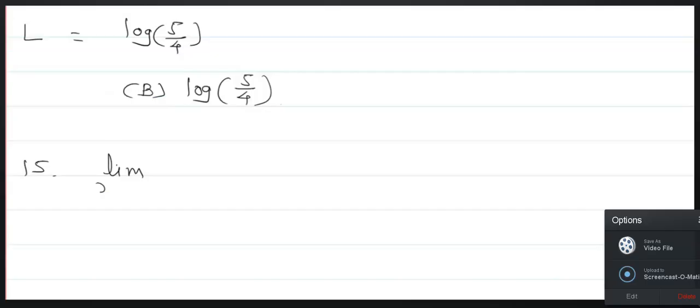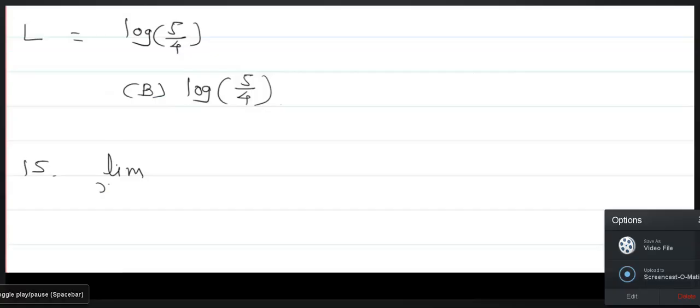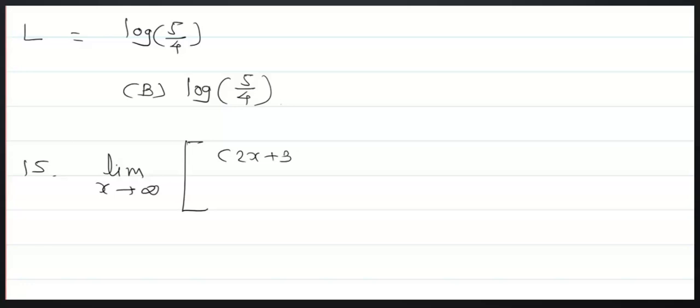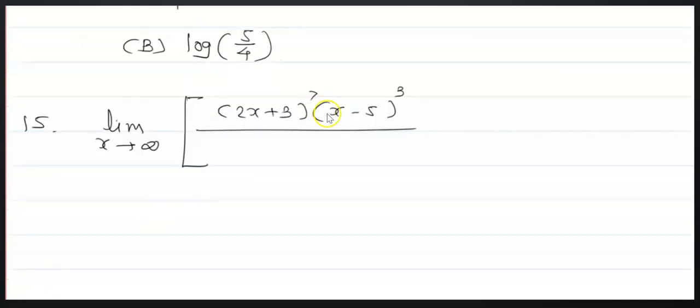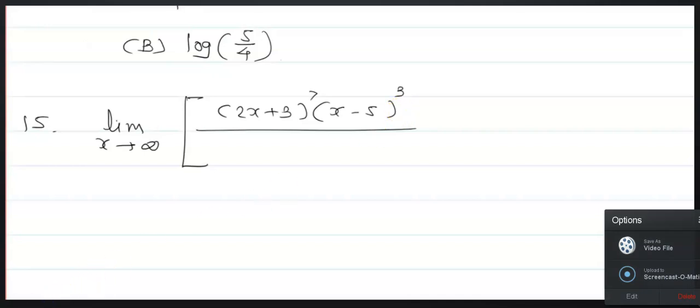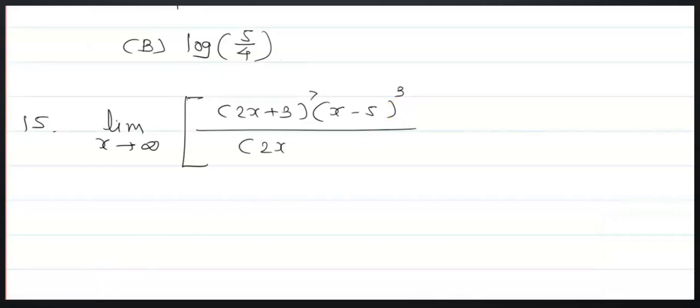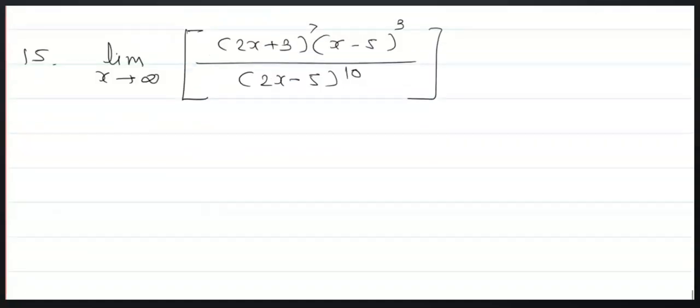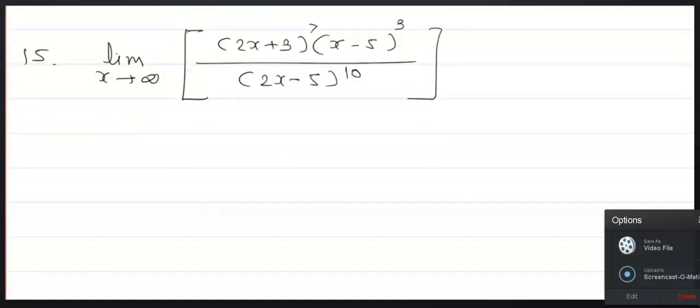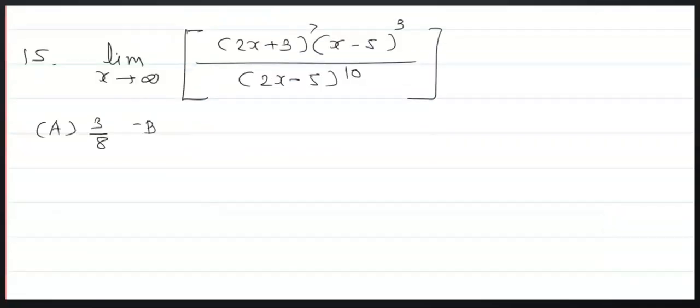Now the next is limit x tends to infinity, (2x plus 3) bracket raised to 7, (x minus 5) bracket raised to 3, upon (2x minus 5) bracket raised to 10. Now divide numerator and denominator by x raised to 10. These are the options.